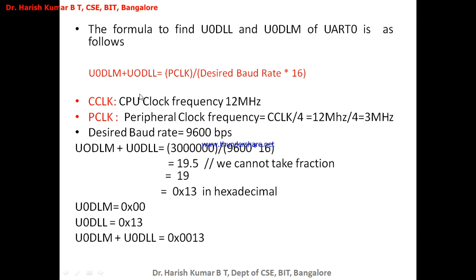Now if you take some other microcontroller, and if its CPU clock frequency is say 15 megahertz, then again this will vary. Okay, I hope you understood how to find U0DLL and U0DLM.